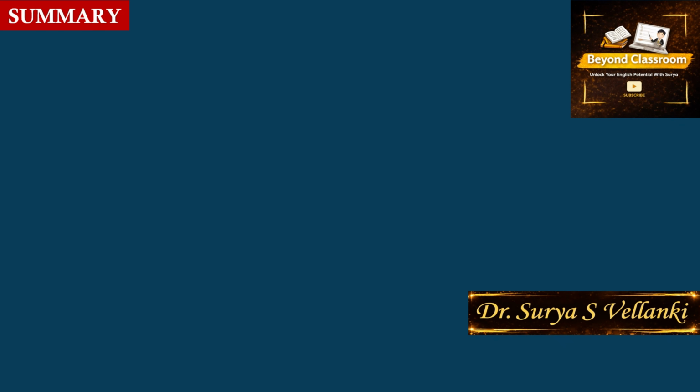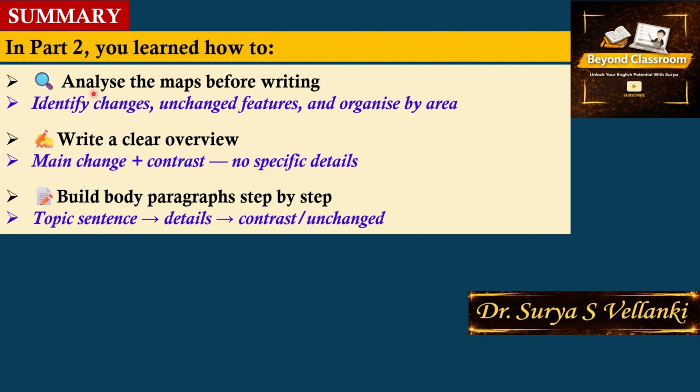To summarize part 2, always analyze the map before writing. Identify the main changes, the unchanged features, and the best way to organize your response. Next, write a clear overview that highlights the main change and the contrast without including specific details. Then, organize your body paragraphs by area, one for each side of the road in this example. Build each paragraph with a topic sentence, supporting details, and where appropriate, a note on what remained unchanged.